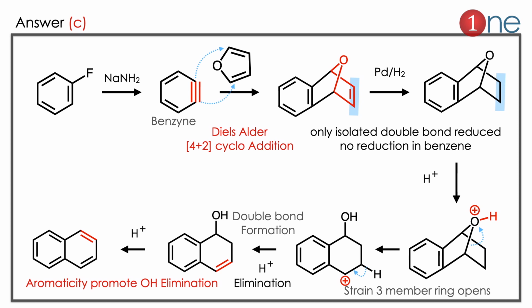You are using palladium and hydrogen. Palladium and hydrogen is an important reducing agent because it only reduces the isolated double bond. There is no reduction in the benzene ring. Only the isolated double bond is reduced. Then you are using the acid. The acid breaks the ring open because the ring has strain. The ring opens and a cation is formed there. You have the possibility of aromaticity, and the system always moves towards aromaticity. So the hydrogen eliminates and a double bond forms.